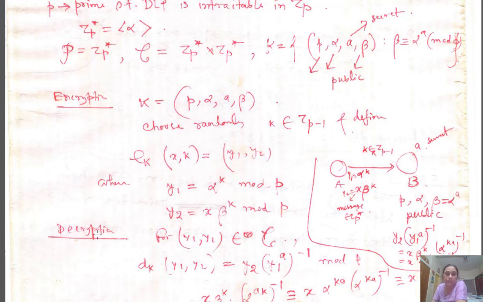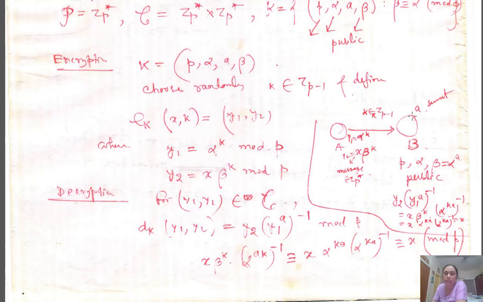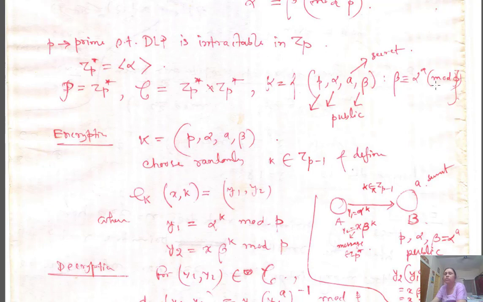Now the decryptor has the secret key A, which is matching with alpha, beta, and P. This secret key binds the public key components alpha and beta by this relation: beta is alpha to the power A modulo P.